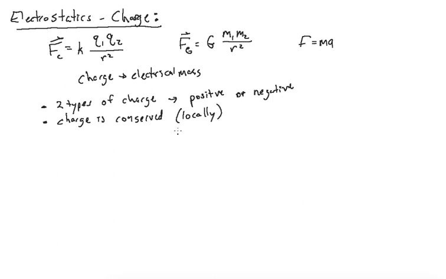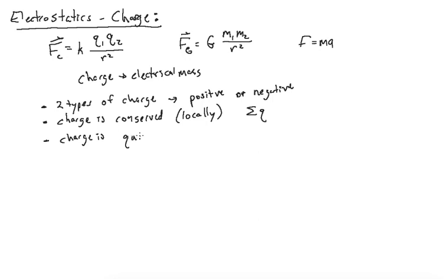That means whatever charge I have in a room, I cannot reduce or change or increase that amount of charge in the room without charge passing through the walls of the room. I either have to add it in or take it out. It can't just disappear and reappear somewhere else in the universe, or just disappear altogether. Really I should say that it's the net total charge. So net charge is what is conserved, and I'll explain that in just a second. And then the third thing is that charge is quantized.